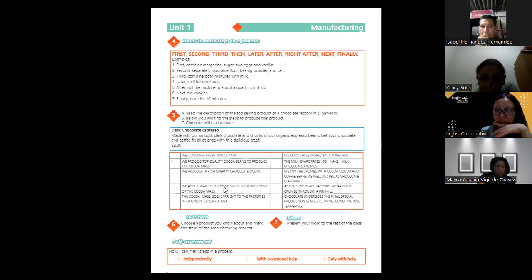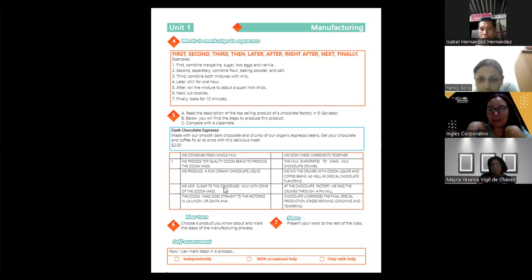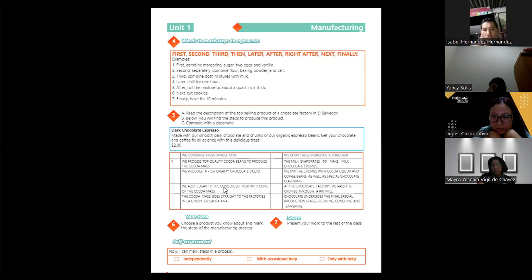Vamos con el paso número cinco, entonces. Veamos. We cook these ingredients together. A mí me hace sentido ese paso. ¿Quién tiene algo diferente? Teacher, pero si dice que le agregamos la masa de cacao, creo que va antes del anterior. We produce a rich creamy chocolate liquid.